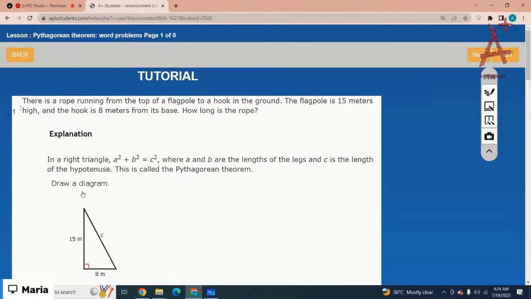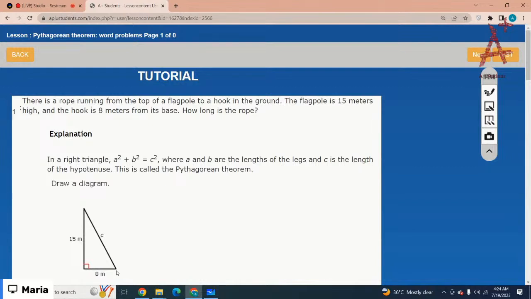You have to calculate the length of the rope. So you can draw the diagram by understanding the question, then that would be very easy. The flagpole is 15 meter high. That means you are given that is the flagpole. The length of the flagpole is 15 meter. And the hook is 8 meter from the base of the flagpole. Now that means you have to calculate the value of the hypotenuse.